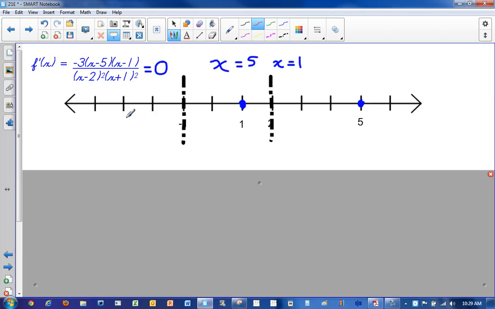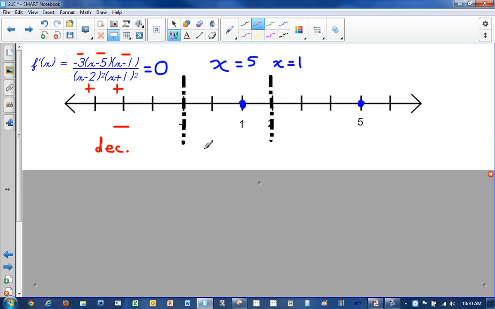If I look at any number less than negative 1 and plug it in here, I'm just going to look and see what sign it is. So I will try negative 2. Negative 2 minus 5 is going to be negative. That negative 3 will always be negative. Negative 2 minus 1 will be negative. Anything squared will always be positive, so the denominator is always going to be positive. I probably don't even need to look at that ever again for the rest of this question. So a negative times a negative times a negative divided by a positive is going to be negative. What that means is before I get to this asymptote, the original function is decreasing.